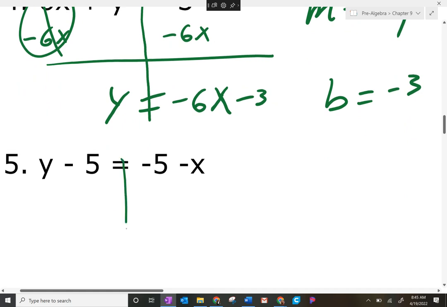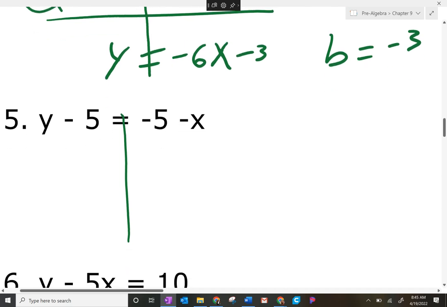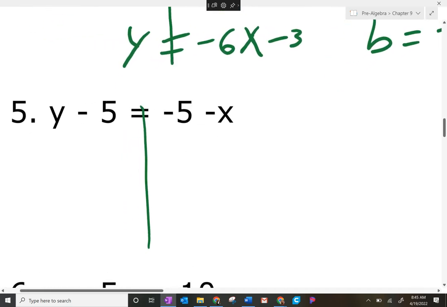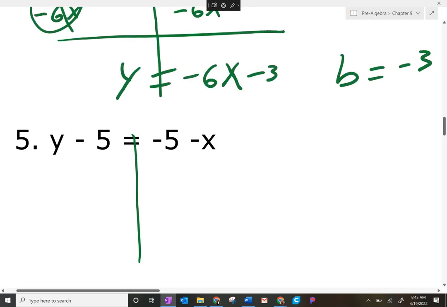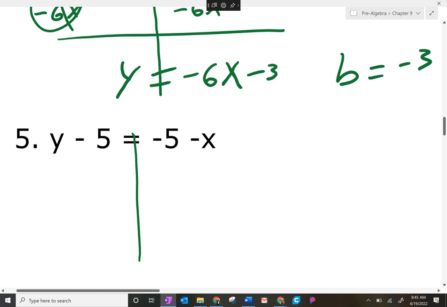This one here, we're going to do it again. We'll do 2 more of them, and then you'll be on your way. Ignore that bottom one. So I got y minus 5 equals negative 5 minus x.